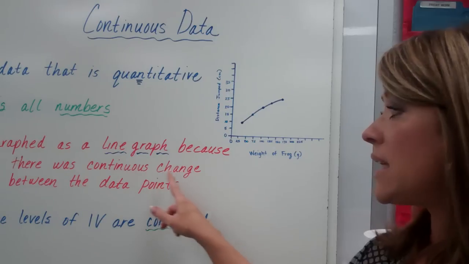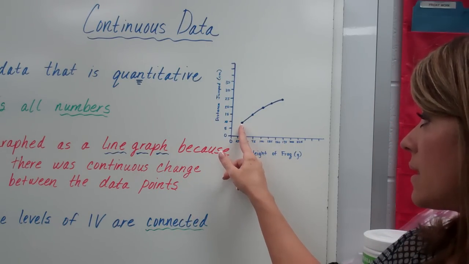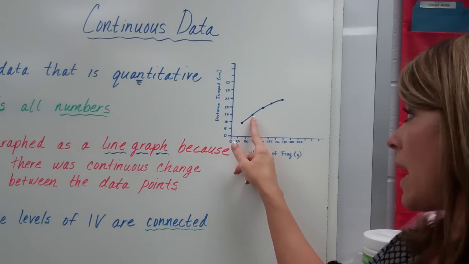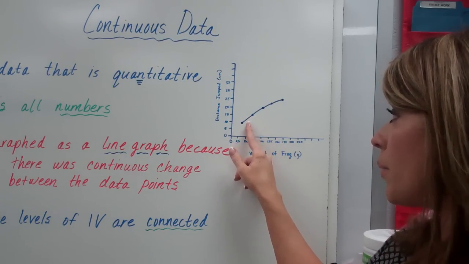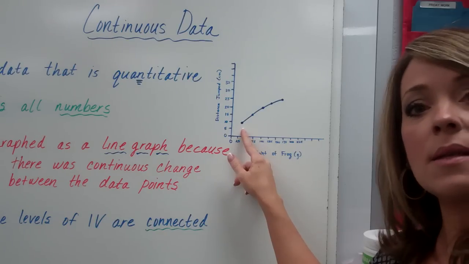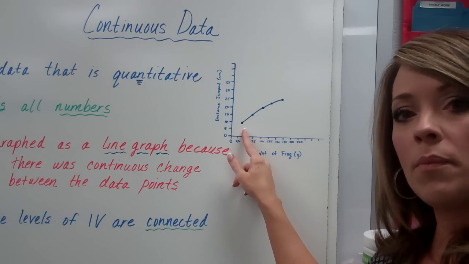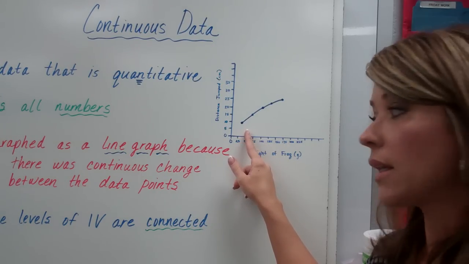But if there's continuous change between the data points, if there's something happening between this data point that you measured and your next data point and your next data point, then you want to put a line there and make that a line graph to show, hey, something was happening, something was changing from the time that I chose to collect data to the next time that I chose to collect data.